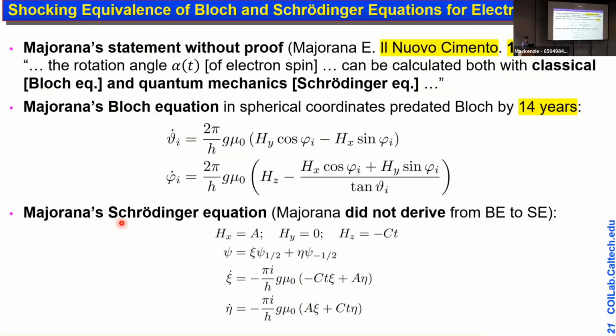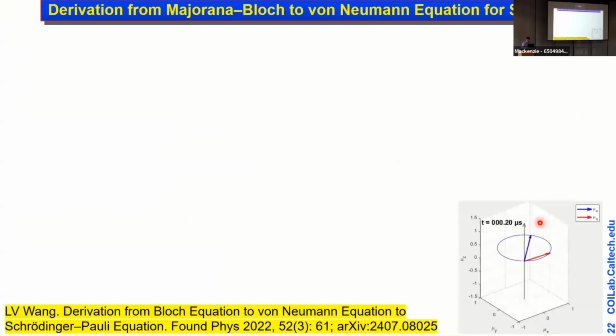So then Majorana went ahead. He didn't derive from the Bloch equation to the Schrödinger equation. He said you can switch now to the Schrödinger equation. I suspect he actually converted but didn't publish it. So I said, well, I need to do it now. Do his homework, all right? And it turned out it was pretty easy to derive.